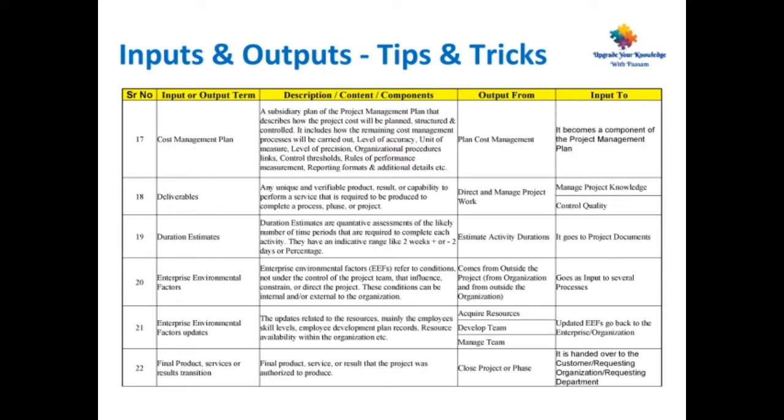Coming to slide number 5, point number 17, cost management plan. The plan of the project management plan that describes how the project cost will be planned, structured and controlled. It includes how the remaining cost management processes will be carried out, level of accuracy, unit of measure, level of precision, control thresholds, rules of performance measurement, reporting formats and additional details, etc. This is the output from plan cost management, and the input becomes a component of the project management plan.